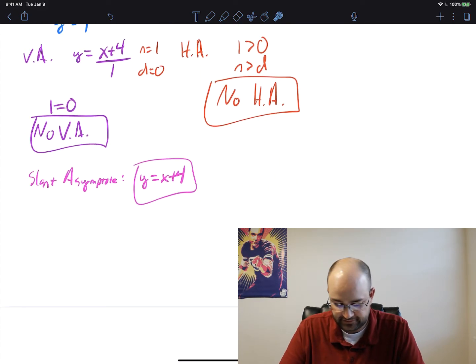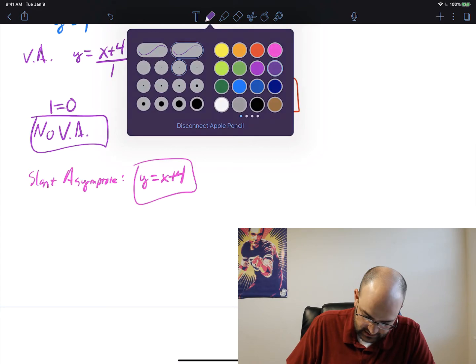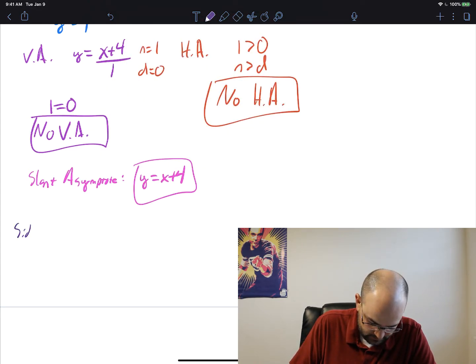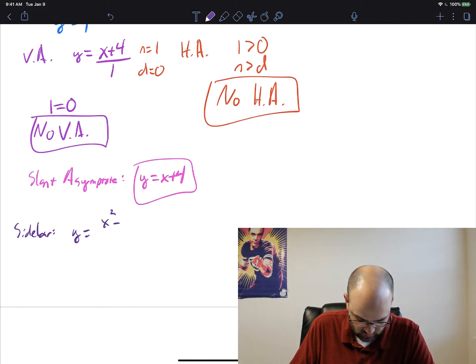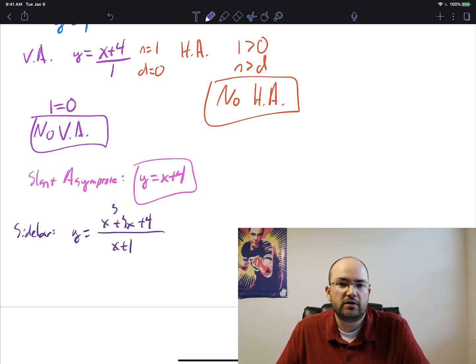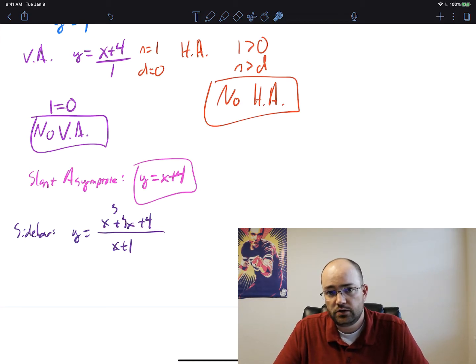If it wasn't y equals x plus 4, if it was something like this, say sidebar here, if we had something like x cubed plus 3x plus 4 all over x plus 1, the oblique asymptote would be a little bit more difficult to find because you'd actually have to do this division and then ignore any remainder. Whatever you got when you did the division, ignoring the remainder, that would be your oblique asymptote.